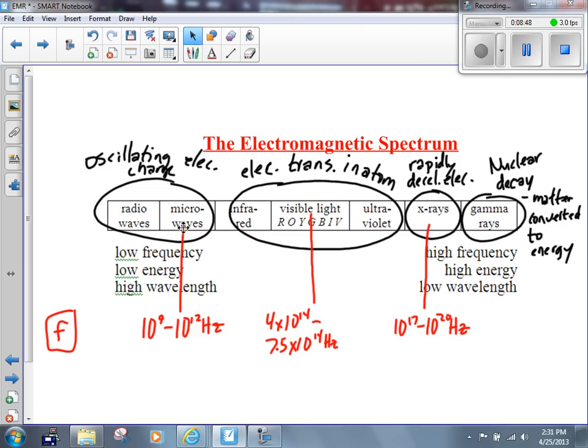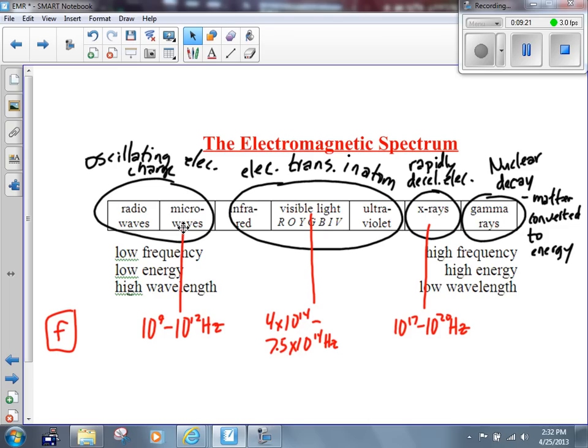Now, if you're asked what type of EMR you have when you have a frequency of 6 times 10 to the 14 hertz, you know that's going to be visible light. If you get a frequency that's 10 to the 18 hertz, you know that's going to be X-rays. And if you get something that's 10 to the 11, you know that's going to be microwaves. But what if you're given a frequency that's, let's say, 10 to the 7 hertz? We haven't memorized what type of EMR 10 to the 7 hertz is. So how do we know?